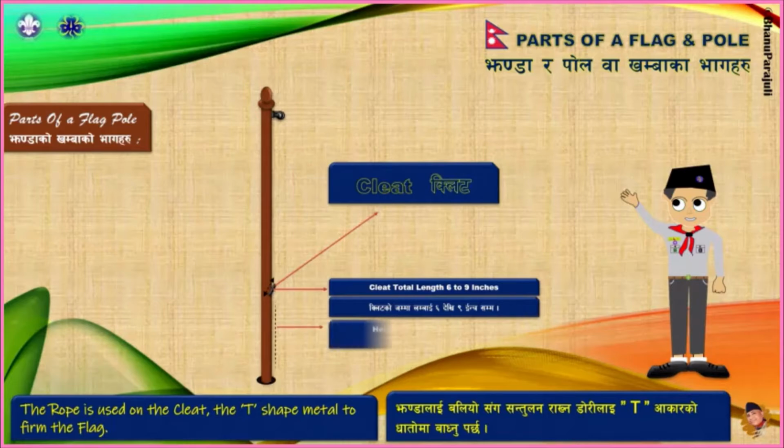Height of cleat from ground level 3.5 to 4 feet.